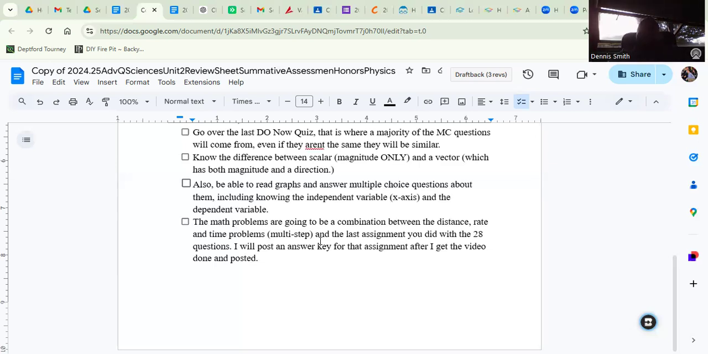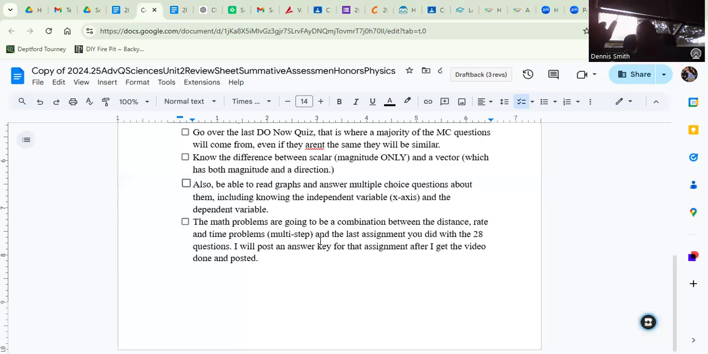Make sure you know the difference between scalar, which is just the number, and a vector, which is the number and a direction. Okay. Also be able to read the graphs, answer multiple choice questions about them, including knowing the independent variable will always be on the x-axis and the dependent variable is always on the y-axis.